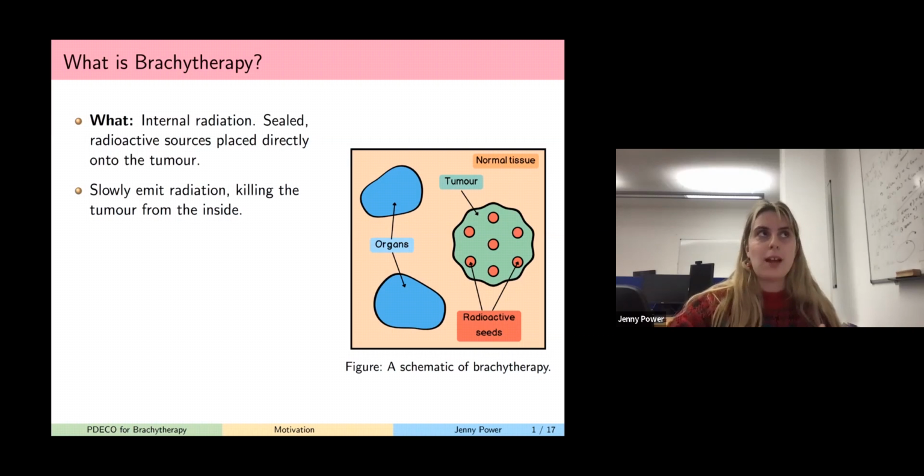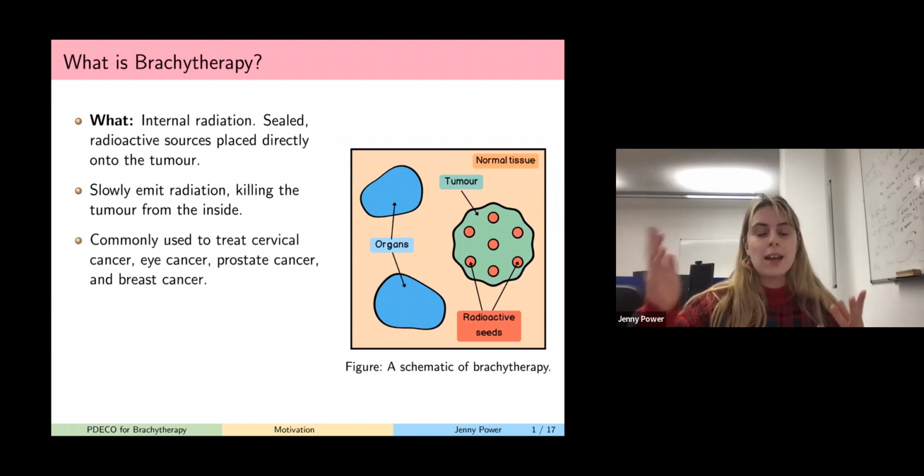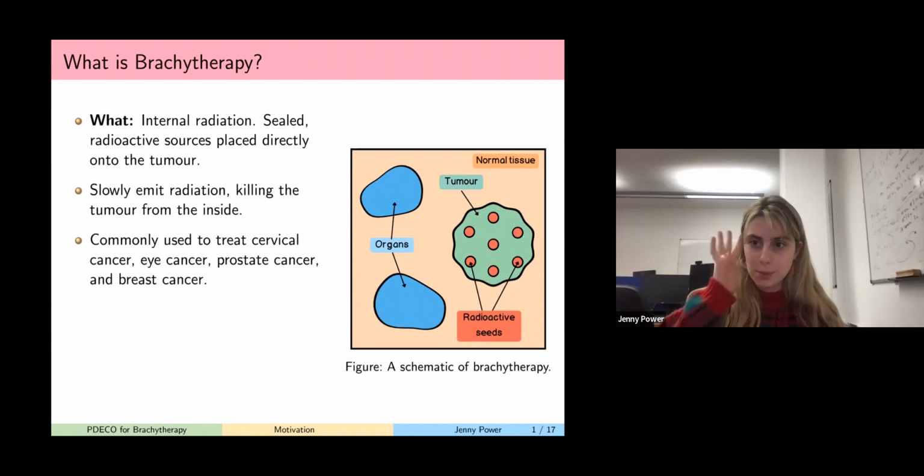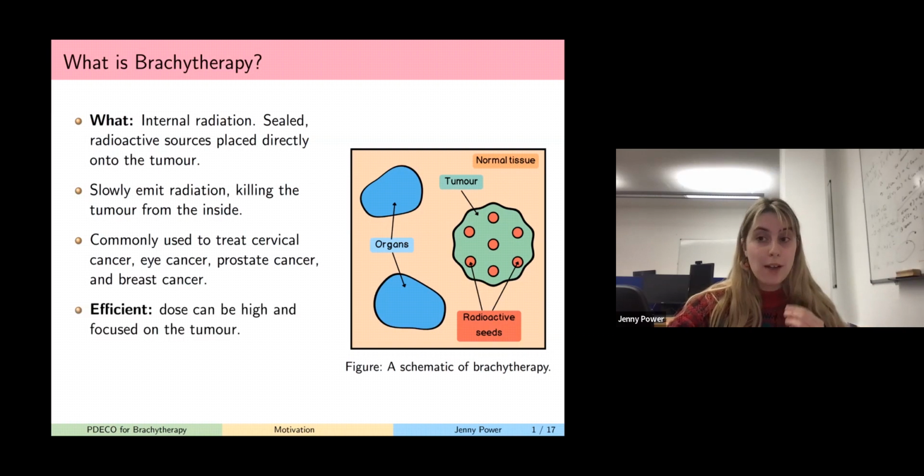The main types of cancers this is used for are cancers in hard to reach places. Primarily cervical cancer, certain types of eye cancer, particularly the back of the eye, prostate cancer, and certain instances of breast cancer as well. Like I said, you can have a really high dose rate because everything is so localized in one region, which makes it quite efficient as you can really focus in on the tumor.